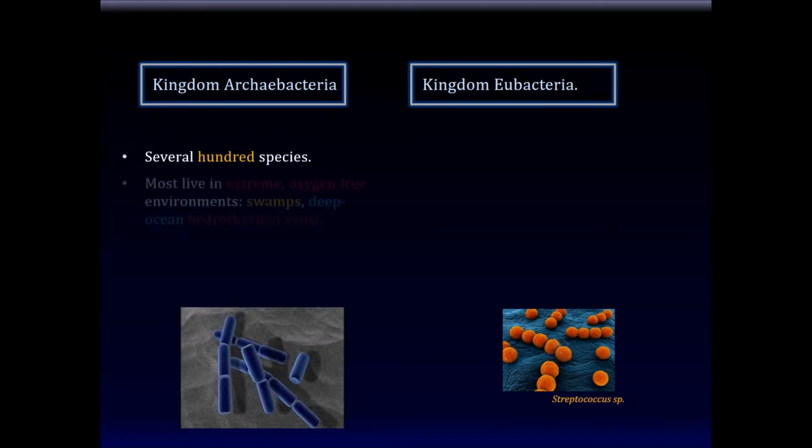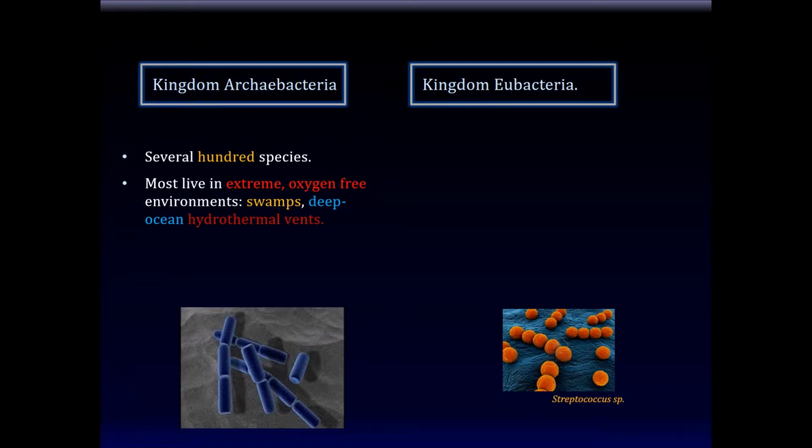Archaebacteria, about 700 species. Most live in extreme oxygen-free environments. This is very strange. They live in extreme environments, like volcanic soil or something like that. It's like they want to play with danger. Why do you think that's the case? Why do they live in extreme environments? Any guesses? Oh, they're tough dudes. Good try. I'll give you 1,000 points for trying.